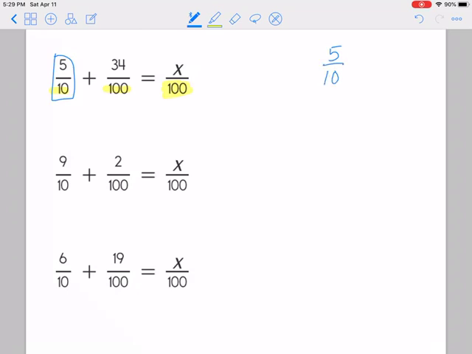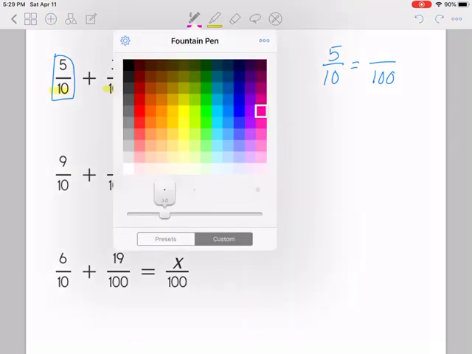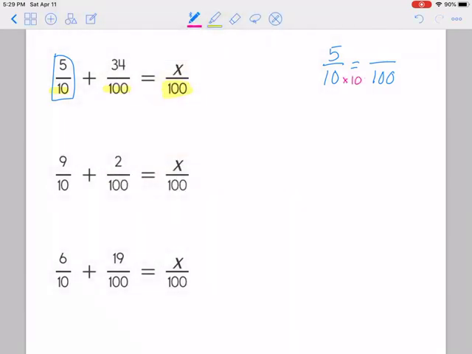I know 5/10 can be made equivalent with hundredths because 100 is a multiple of 10. You're going to think to yourself, what times 10 would give me 100? And I know that 10 times 10 would give me 100. So that means 5 times 10 is 50, 50 hundredths. Because remember, whatever you multiply the denominator by, you have to do the same thing to the numerator, always. So instead of 5/10, it now becomes 50 hundredths.